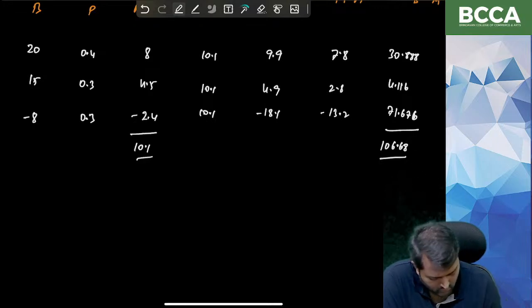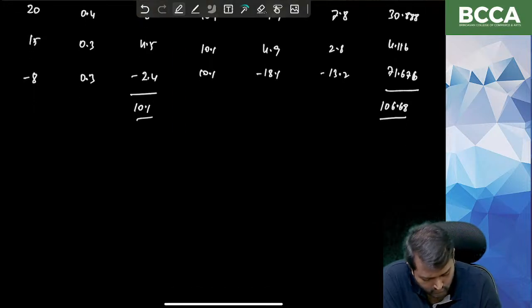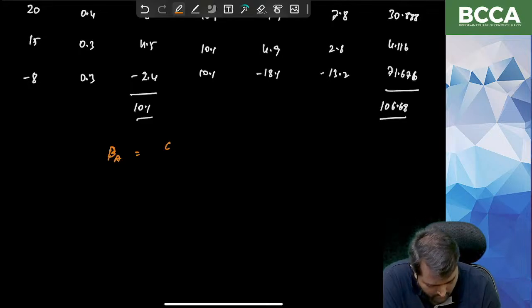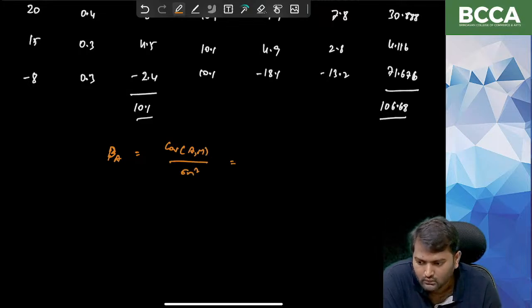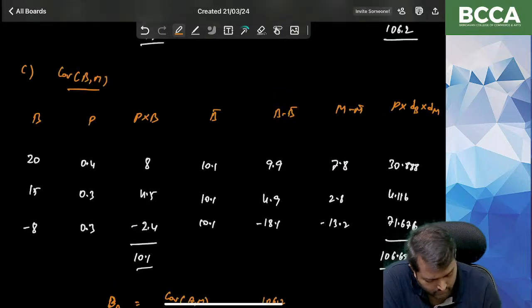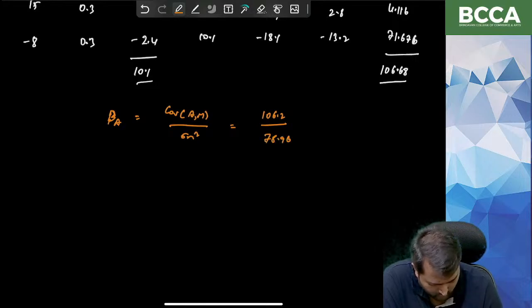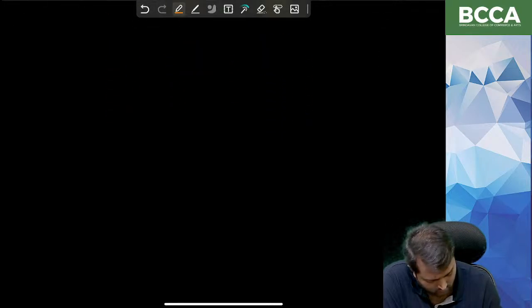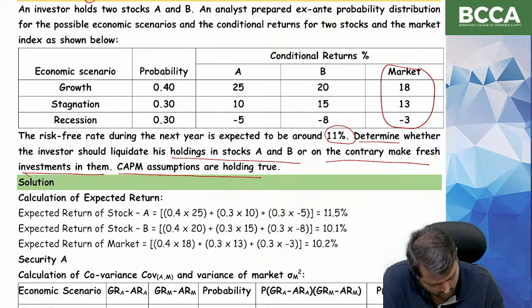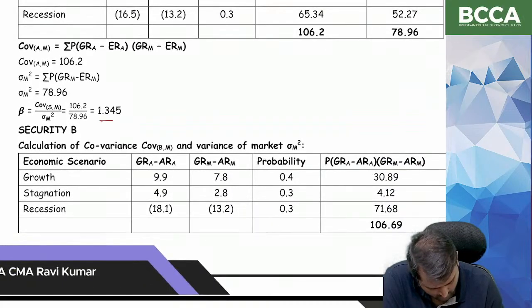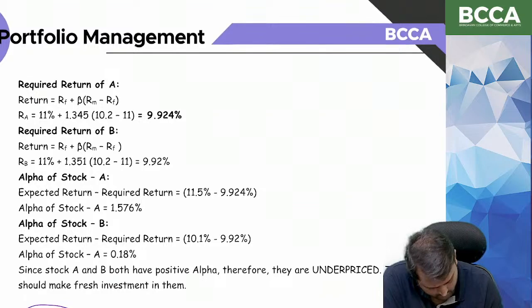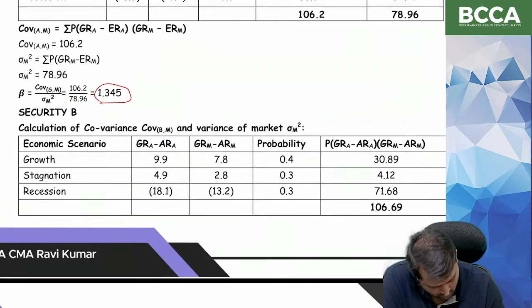Now beta of A is equal to covariance of A comma M divided by sigma M square. What is the answer? 106.2 divided by variance of market 78.96. What is the answer? 1.345. 1.345, yes or no?